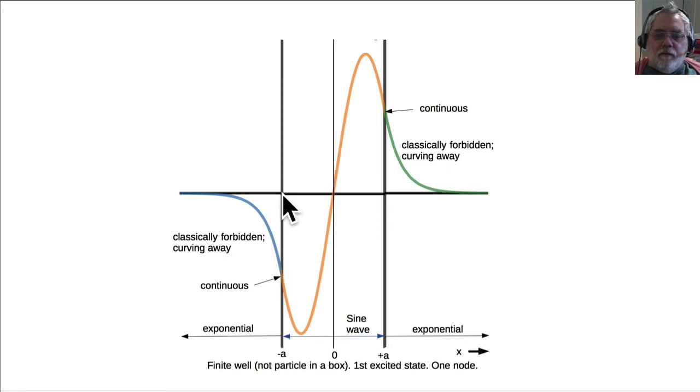does not match 0 at the walls, because these walls are not infinite steps in potential energy, they're finite steps. It's a finite well, and an aspect of that will be that the sine wave will not be 0 at these walls. And there will be a wave function, a non-zero wave function, outside of the well.